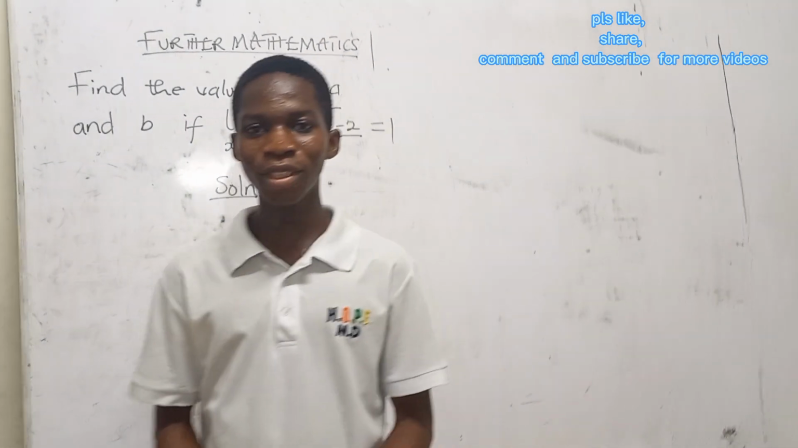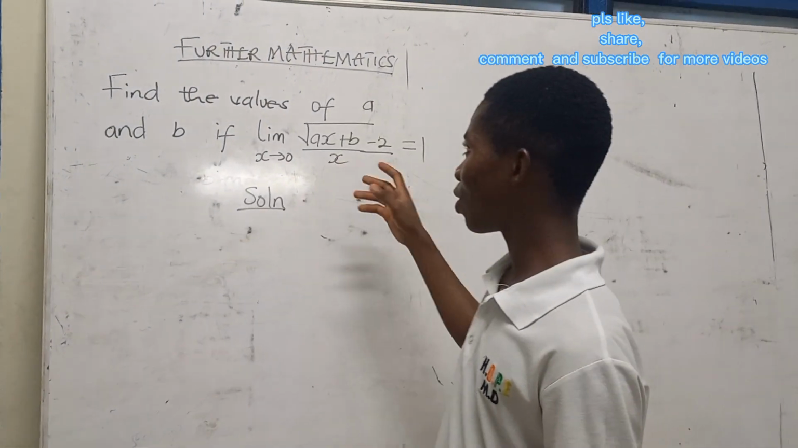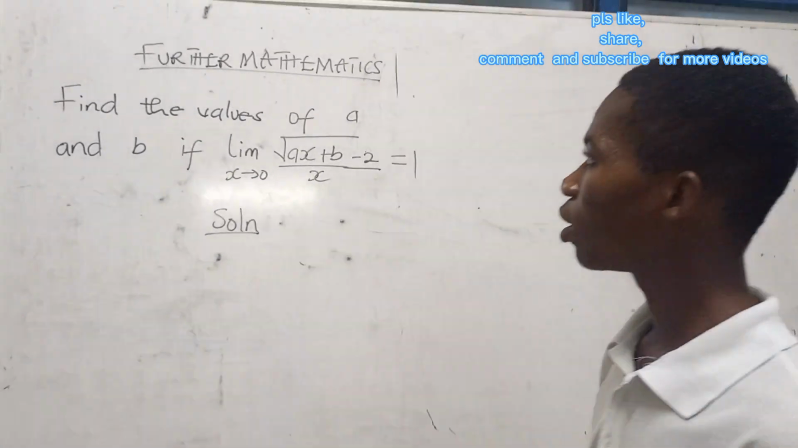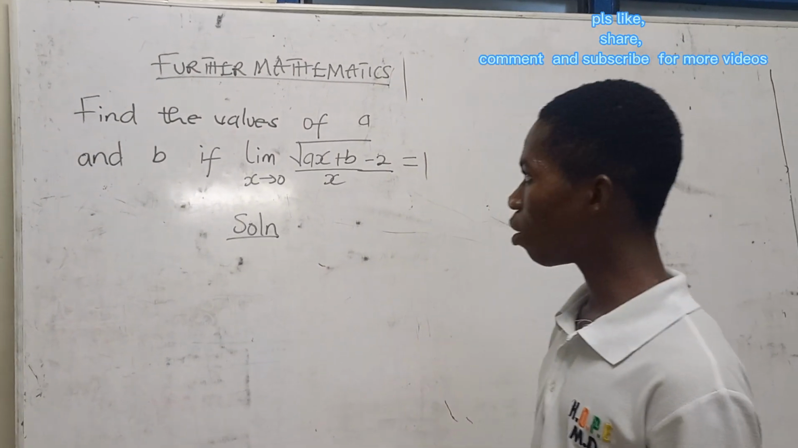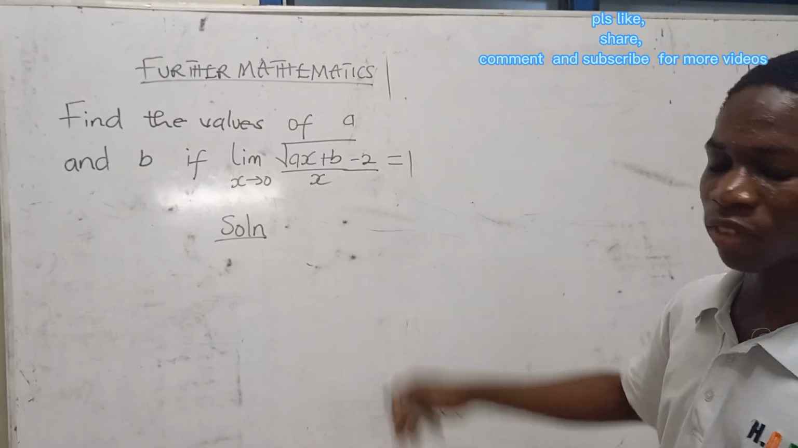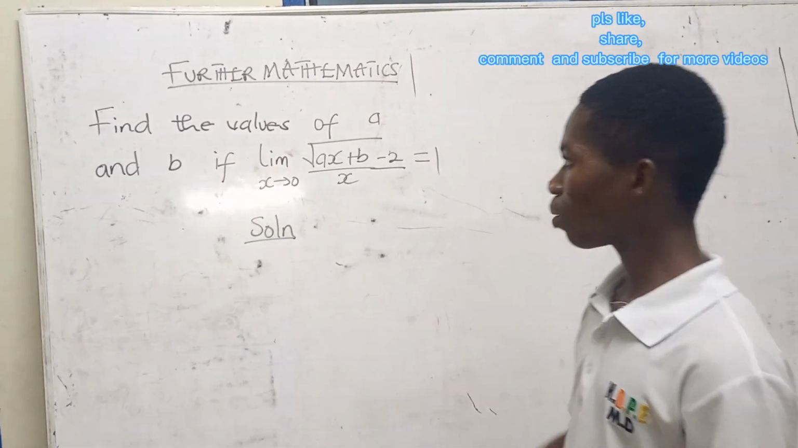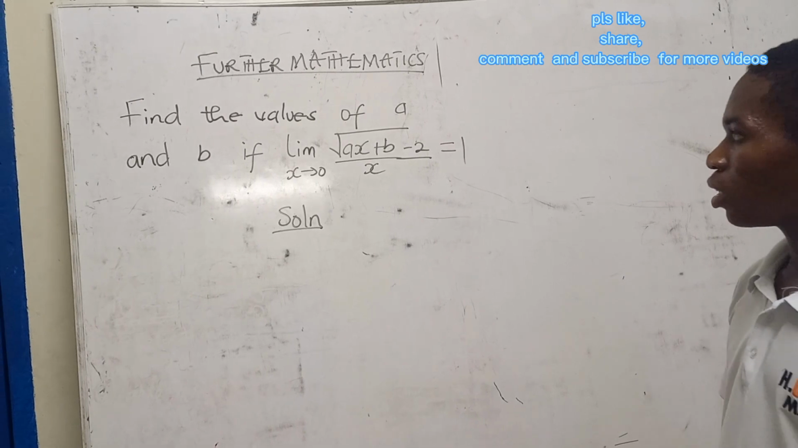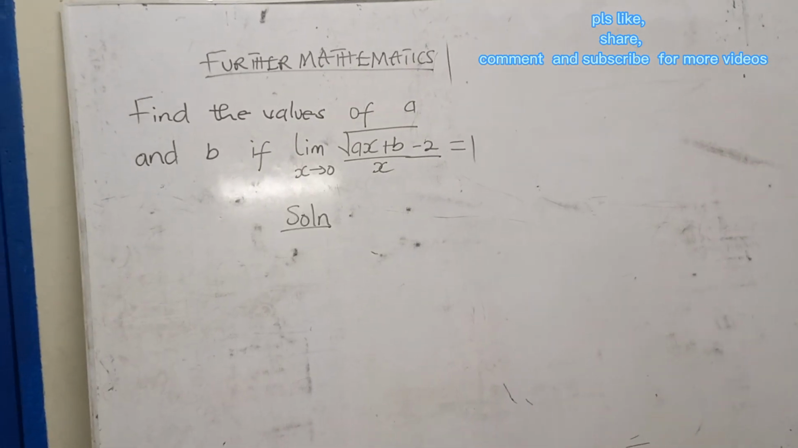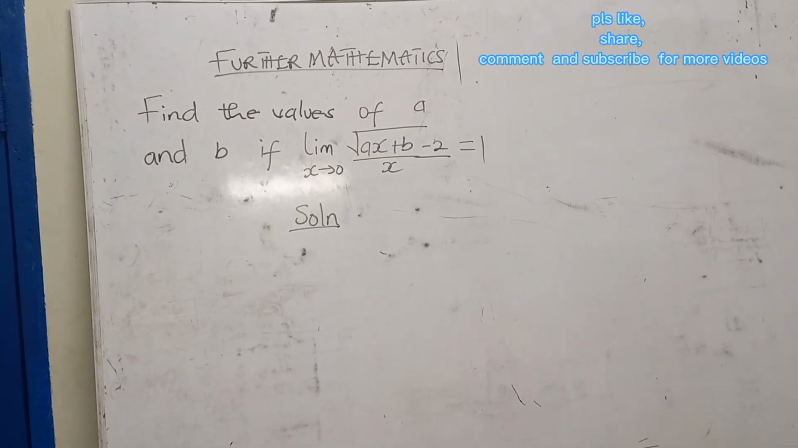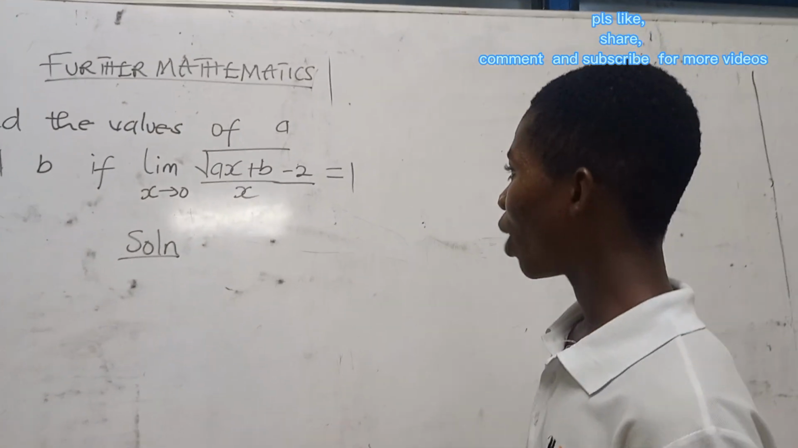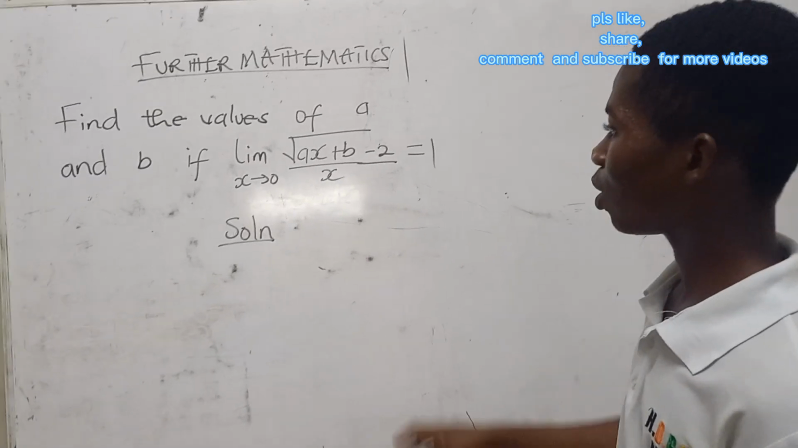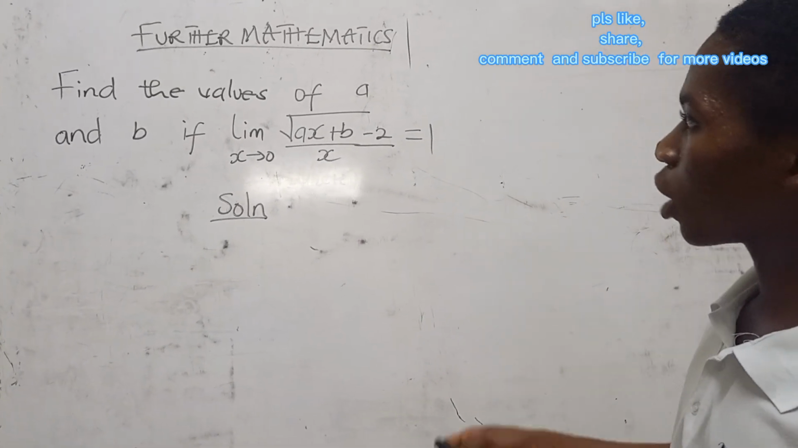Today we are coming to deal with a great and lovely question on further mathematics. The question is from limit of differentiation. Today we have some question on the board. Then I read the question as: find the values of a and b if the limit as x approaches 0 of (root of ax plus b, minus 2) all over x is equal to 1. So let's see how we can solve this question.